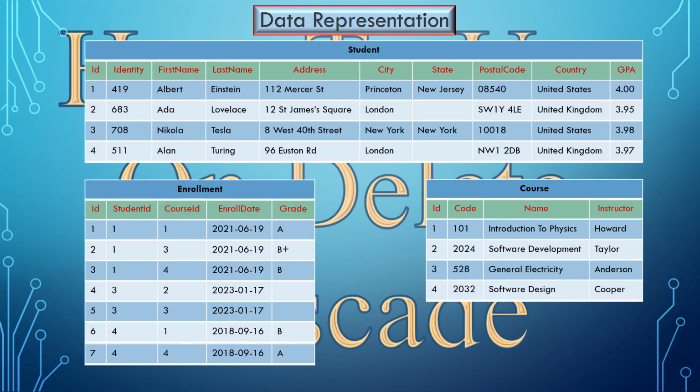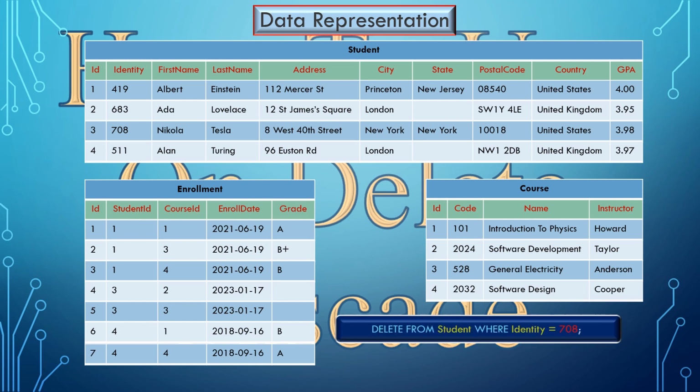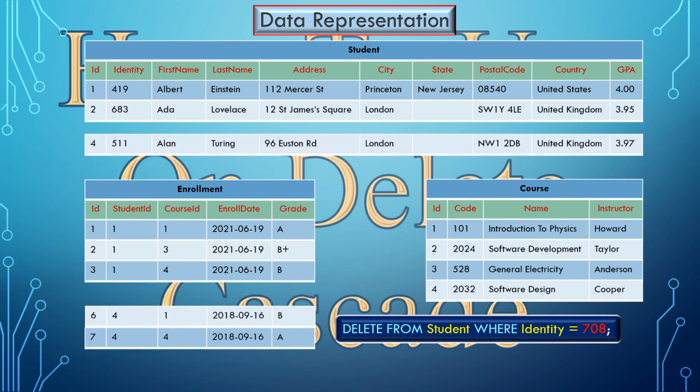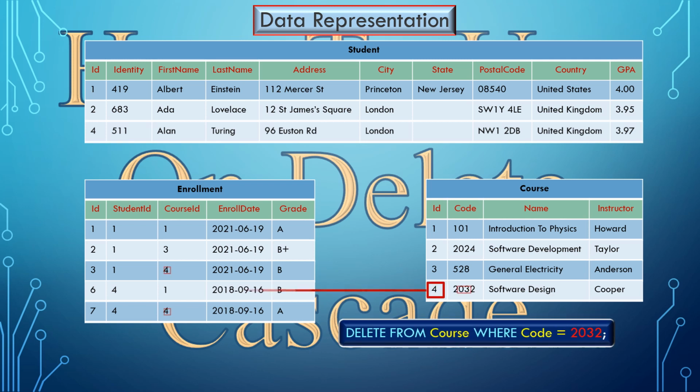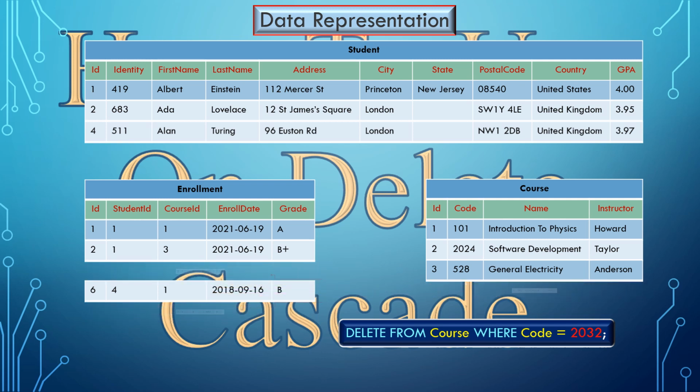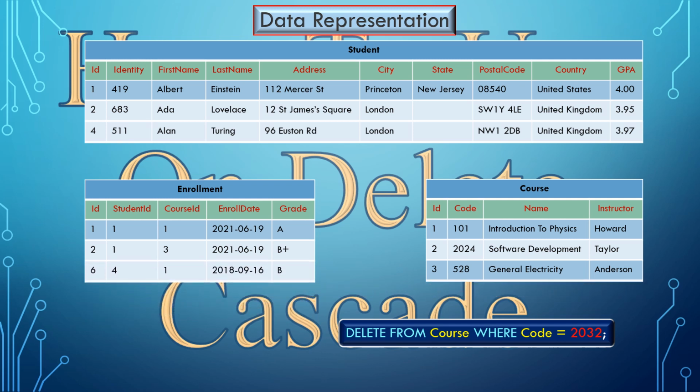In this example, we will show how OnDeleteCascade works when deleting a row from each of these tables. First, we will delete a row from the student table. Here, the referenced rows in the enrollment table will also be removed due to the use of the OnDeleteCascade constraint. Next, we will delete a row from the course table. Here, the referenced rows in the enrollment table will also be removed.